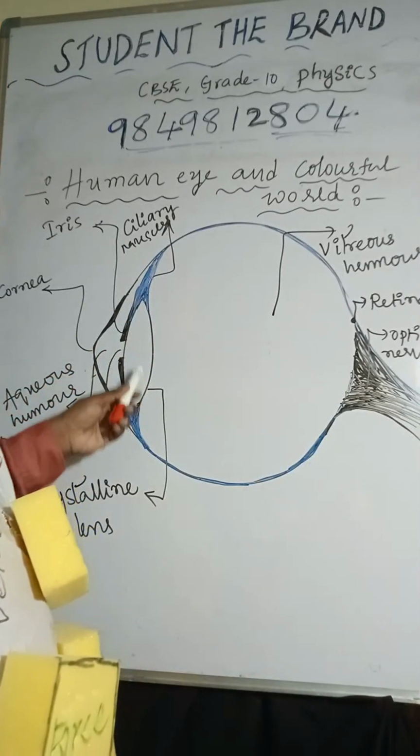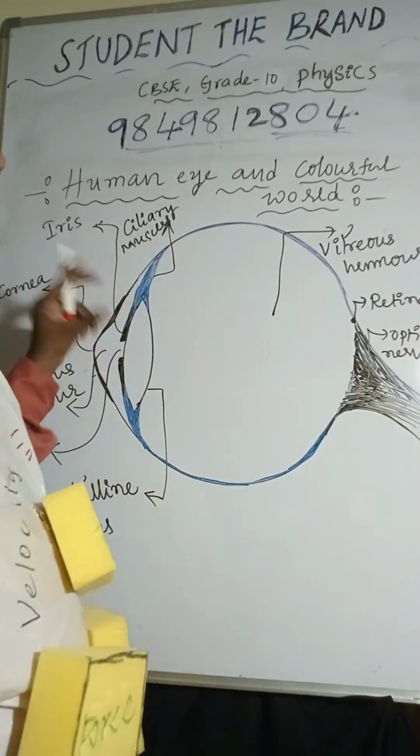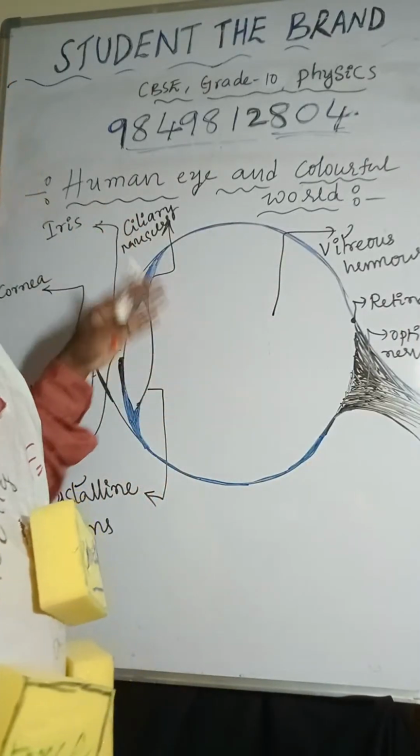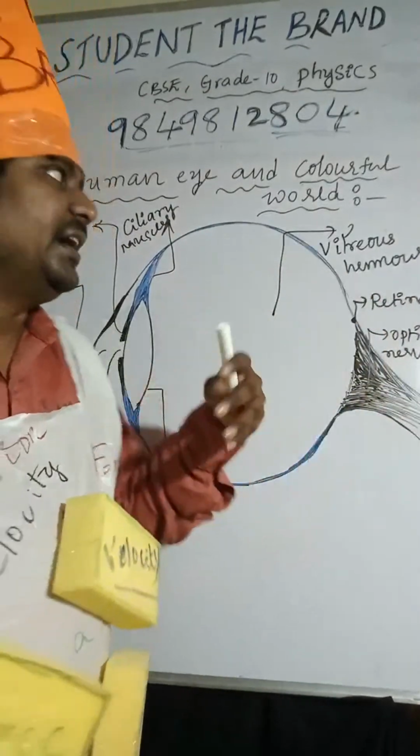And the eye lens is a crystalline lens, a convex lens. Whatever light rays fall on it converge and fall on the retina. And the ciliary muscles will adjust the curvature of the eye lens so that we are able to see far distance objects as well as near distance objects.